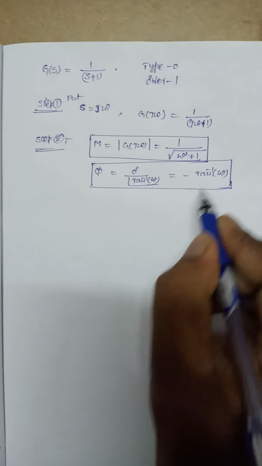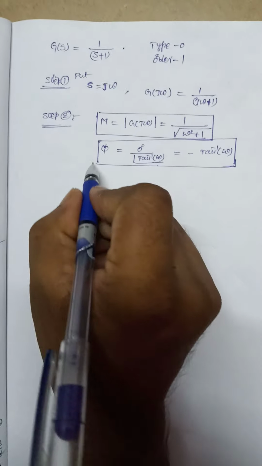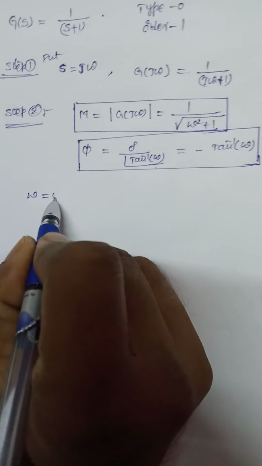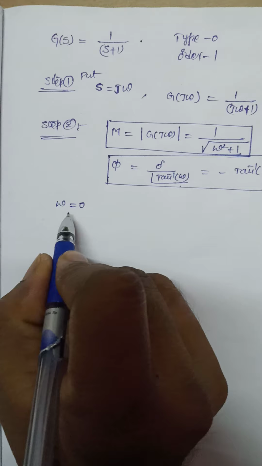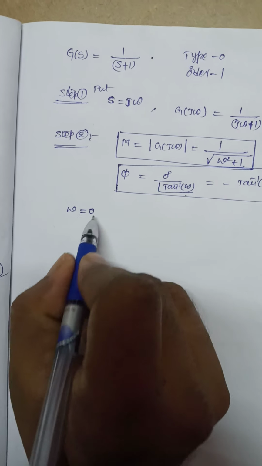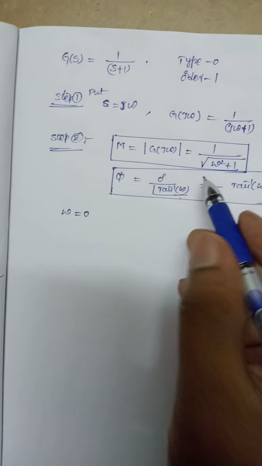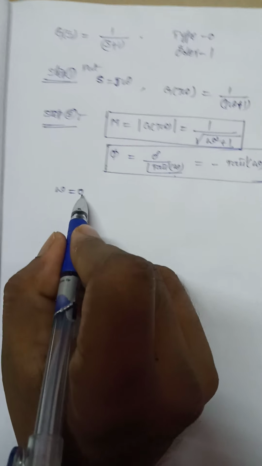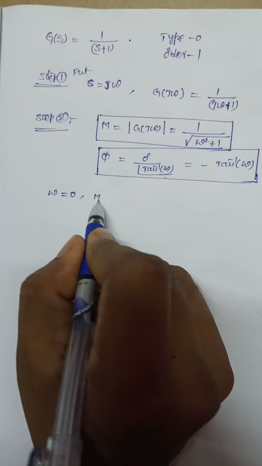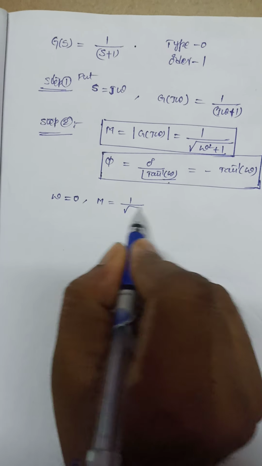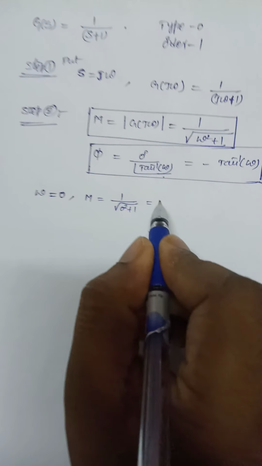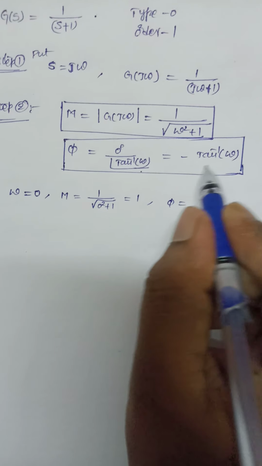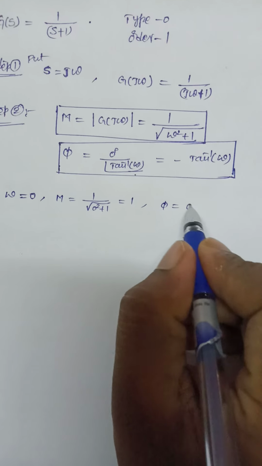Okay. So while drawing the polar plot, omega is equal to 0 first. By varying the angular frequency omega from 0 to infinity, we will draw the variation of the magnitude and phase angle in a polar plot. Whenever omega is equal to 0, the magnitude M is equal to 1 by square root of omega square plus 1, that is equal to 1. And what about the phase angle here? Phase angle phi is equal to minus tan inverse of 0, that is 0 degrees.